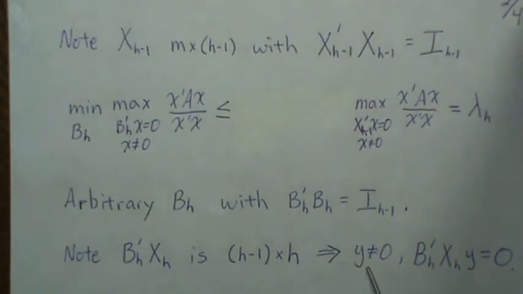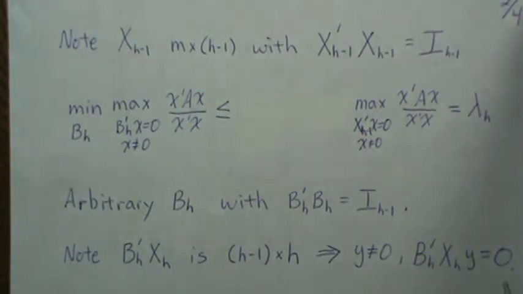And what that means is if we take a vector, not 0, that we can take the linear combination of these columns and it equals 0. And that's true because this matrix is singular, meaning the columns are dependent upon one of them, because there's one more column than rows. It has to be.